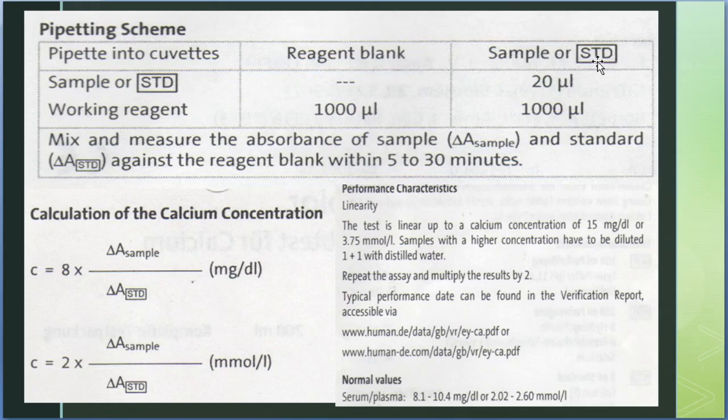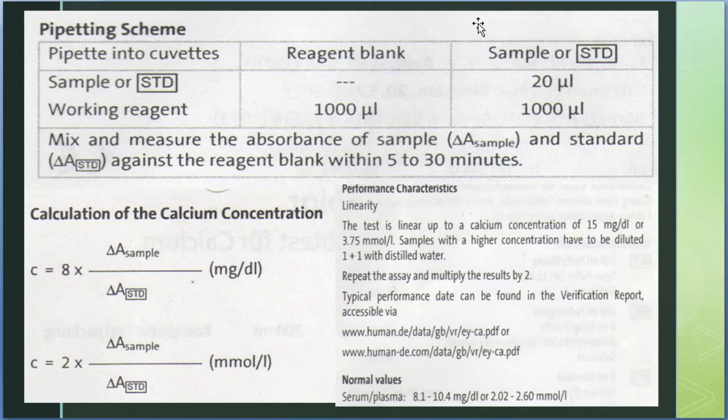For the sample or standard, you get 20 UL of your sample or 20 UL of your standard. And then, you mix that to 1,000 UL of your working reagent. So, you mix and measure the absorbance of your sample and the standard against the reagent blank within 5 to 30 minutes. So, again, imimix lang natin yung 20 UL na sample and 20 UL na standard.